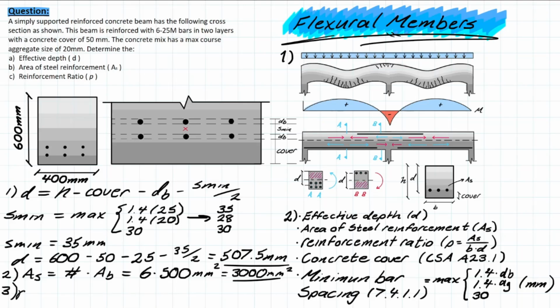Lastly, we have the reinforcement ratio, which is just plugging in all of these values that we already solved for. So we have As, which is 3,000 mm squared, on top. And on the bottom, we have 400 for the base width and 507.5. Those multiplied together give you millimeters squared. Solving for that, you have 0.0148. That's unitless, but can also be thought of as a percentage. We'll talk more about this number in future videos. And that's all for this problem.